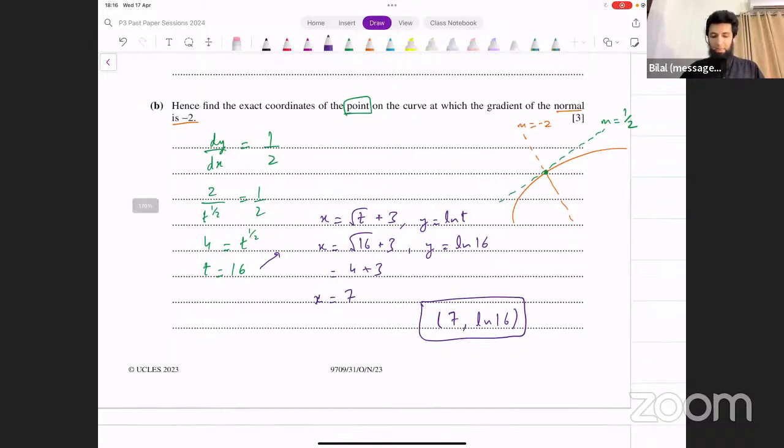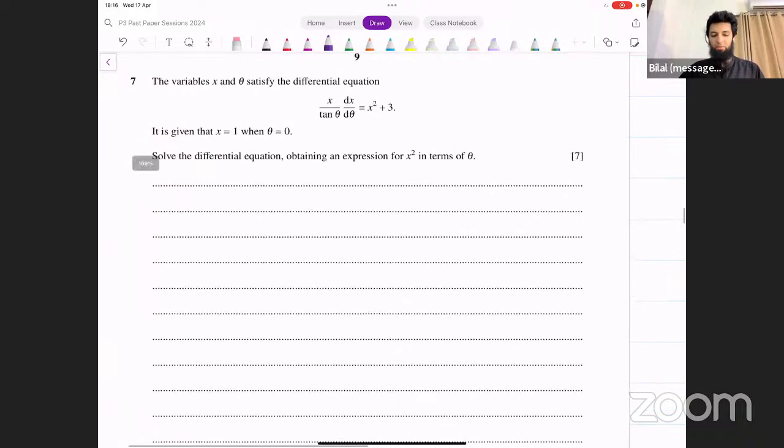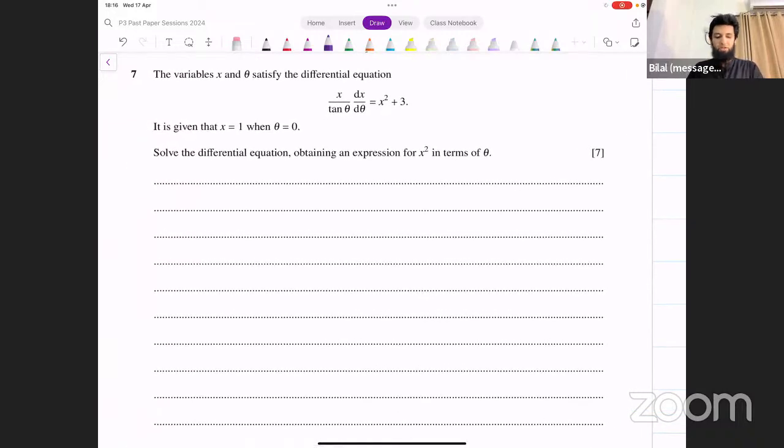Okay, good. That's good. Part B. So that was the second part. Let's look at question number 7 now. Now it's a differential equation. The variables x and theta satisfy this differential equation. It's given that x equals 1 when theta equals 0. Solve the differential equation, obtaining an expression for x squared in terms of theta.